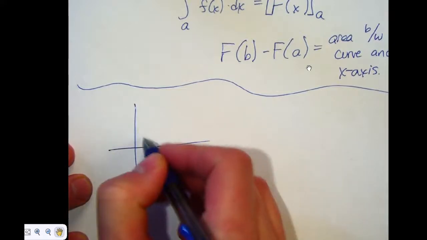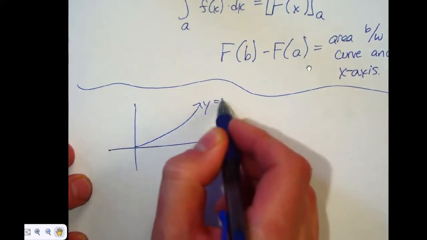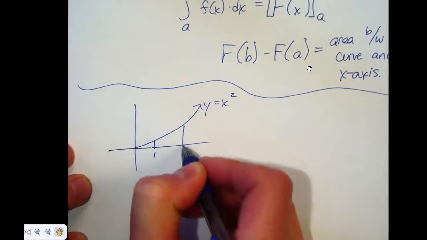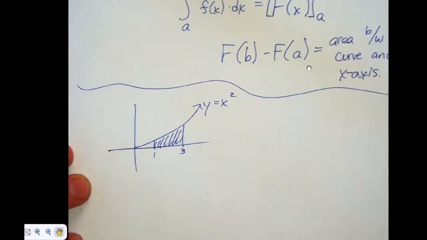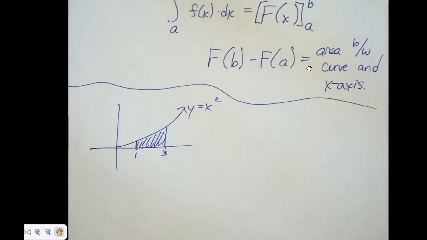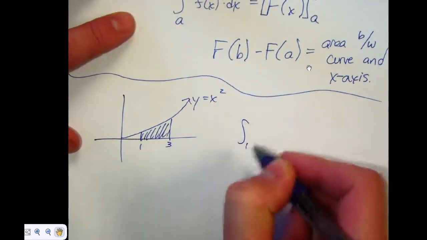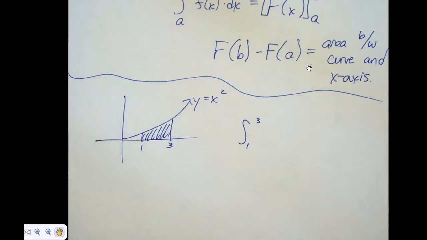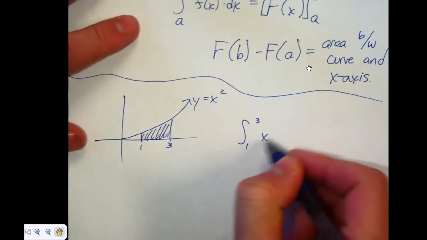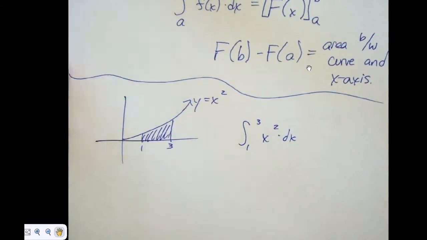So let's say y equals x squared. Just an easy one to start with. We're going from 1 to 3. I want to find that area. So we can do it with rectangles, but that's not very accurate. Unless we start getting more and more rectangles, then it's a pain. But if we let the number of rectangles go to infinity, that's what an integral is. So we're going to integrate from 1 to 3 x squared times dx.